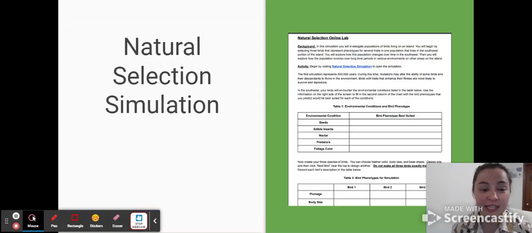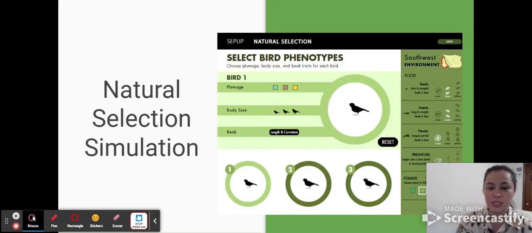This is the next assignment in my lesson plan. This is the hands-on assignment for my kinesthetic learners, natural selection simulation. So this is actually the handout that the students would fill out as they're completing the simulation. And here's an example of what the simulation looks like.